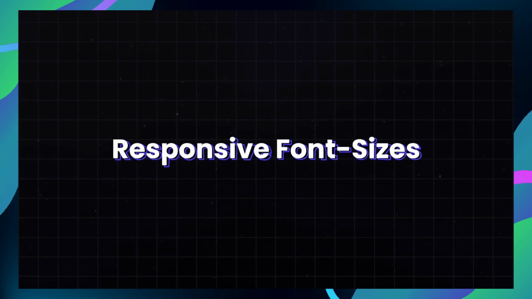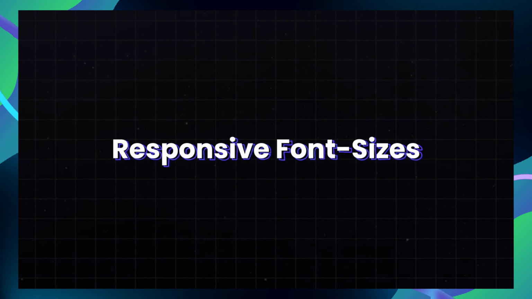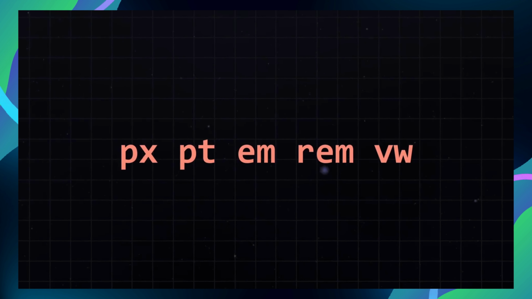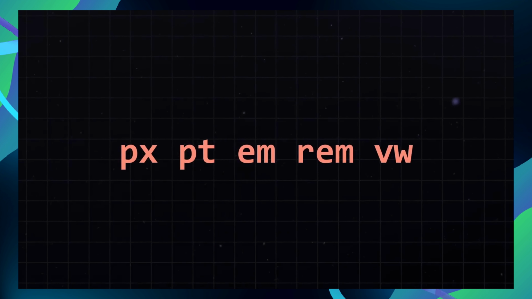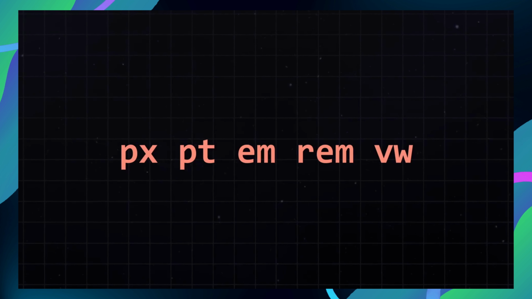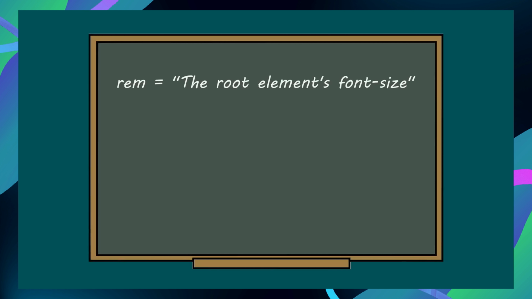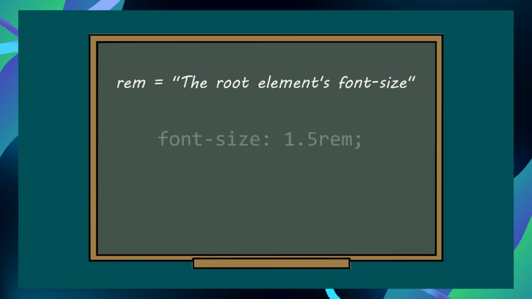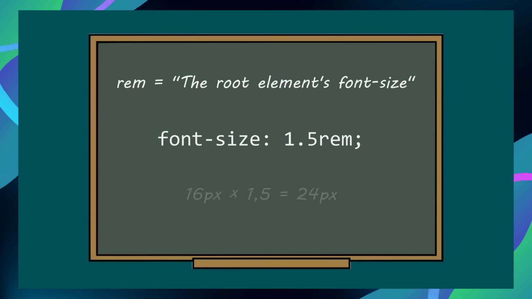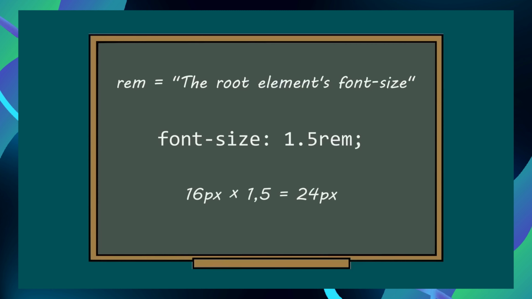One of the strongest use cases for this is responsive font sizes, because good and accessible font sizes are quite difficult to achieve. But the problem is, none of the common units we have in CSS for font sizes are truly responsive by themselves. My first recommendation would be avoid pixels for font sizes and use rem instead. Rem is relative to the root font size, usually 16 pixels by default. So a font size of 1.5 rem means 16 times 1.5, which is 24.